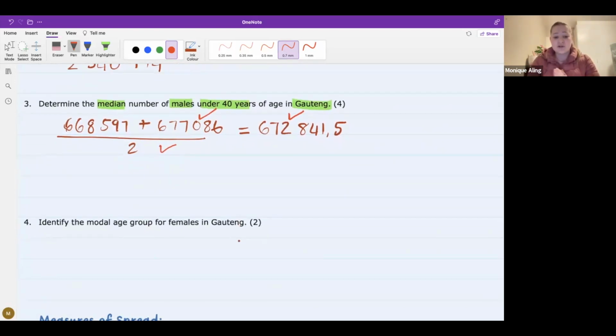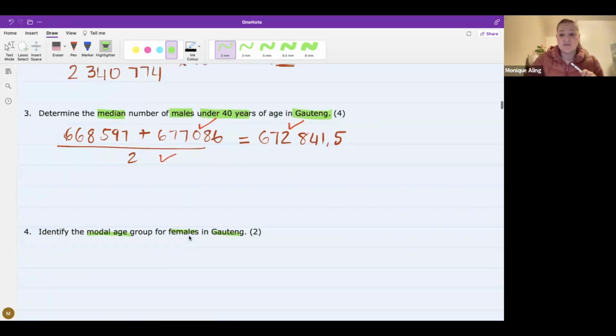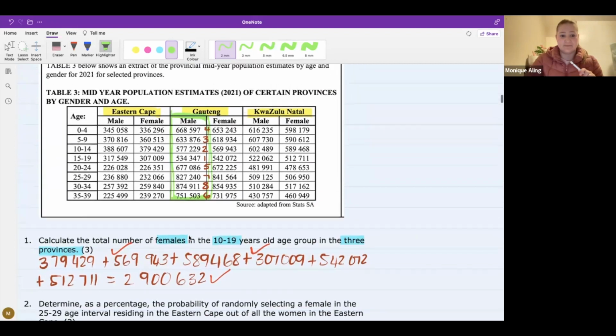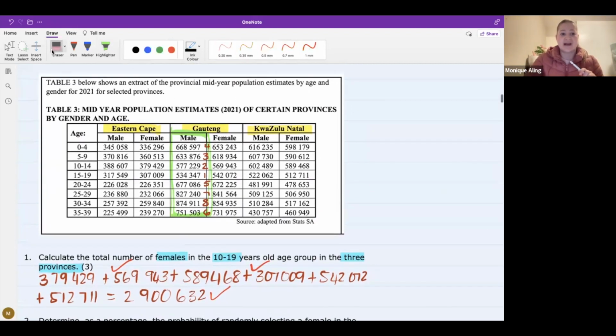Identify the modal age group for females in Gauteng. Modal is the same as mode. So the modal age group for females in Gauteng. So which age group has the highest number for females in Gauteng? Which age group or age range has the most females?